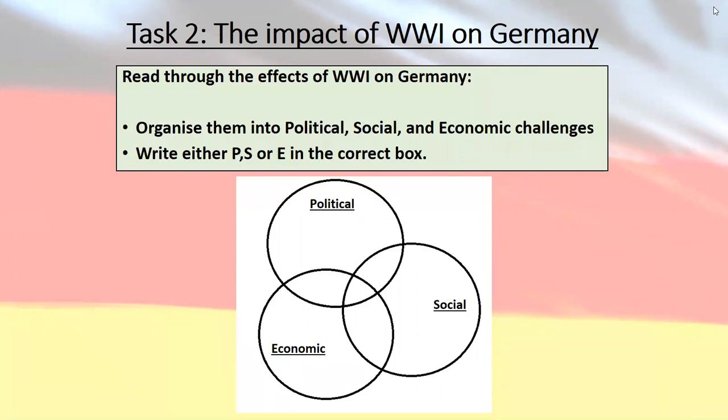Now, to make sure we have a full awareness of what each of these terms mean: political means there were changes in how the country was run. Social means it has an impact on the people. So it's to do with everyday people. And economic means money, having an impact on the money that's coming into Germany.